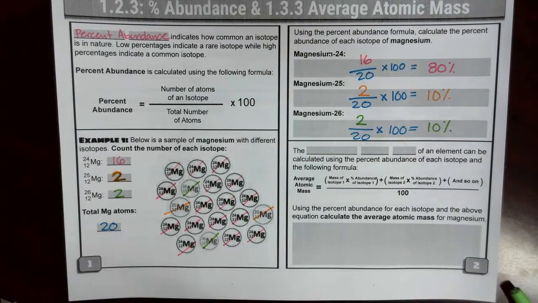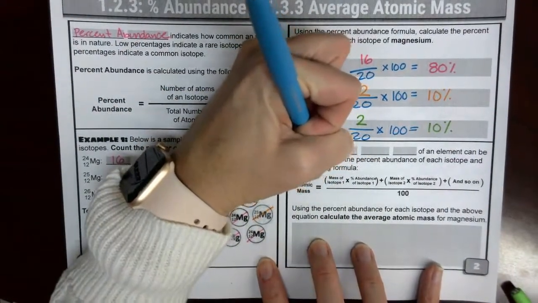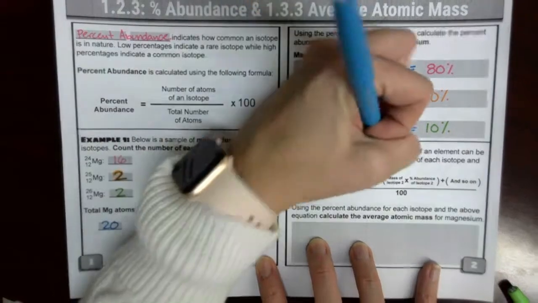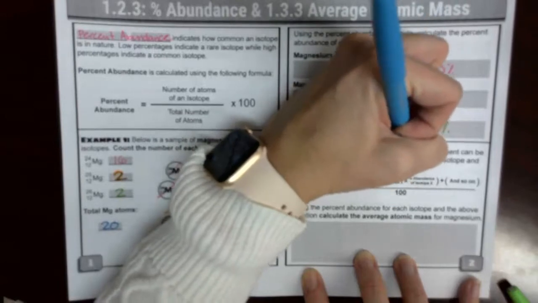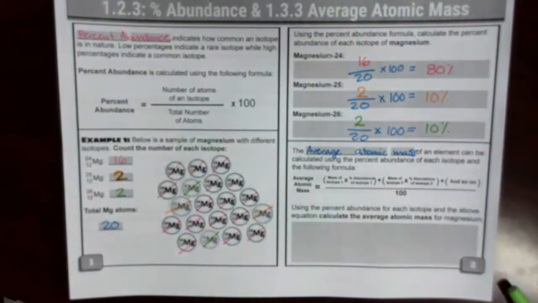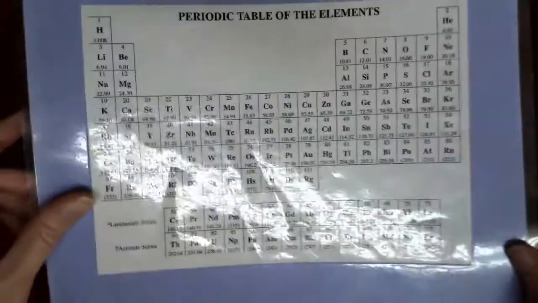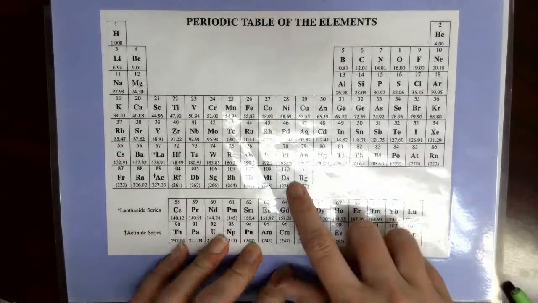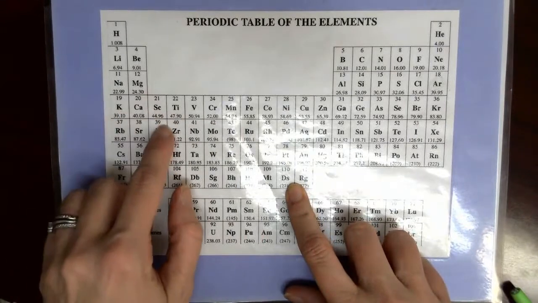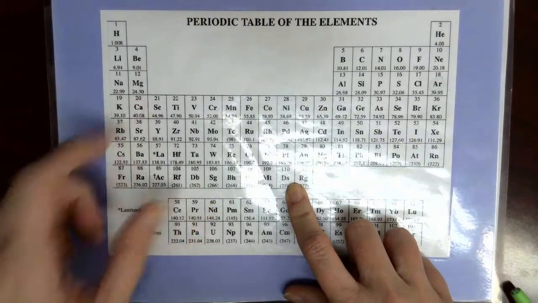The next thing that we're going to do is talk about what's called the average atomic mass. Average atomic mass is all of these masses on the periodic table. All of these decimal numbers at the bottom of each periodic table square is the average atomic mass for that element. So magnesium is 24.3. And I'm going to prove that to you by doing this calculation.